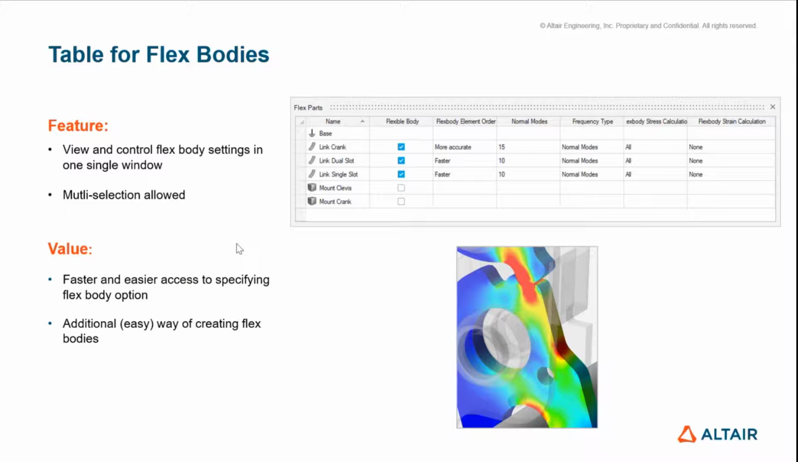We have joints, couplers, rigid groups. Everything has a table associated with it. And through this table, you can change any of these values. And you can also do group selection as well. If you hold down the control or the shift keys, you can do multiple changes at once in here. So it makes it easier and quicker to generate flexible bodies and also get a nice summary of the different parameters of each flexible body in one view.